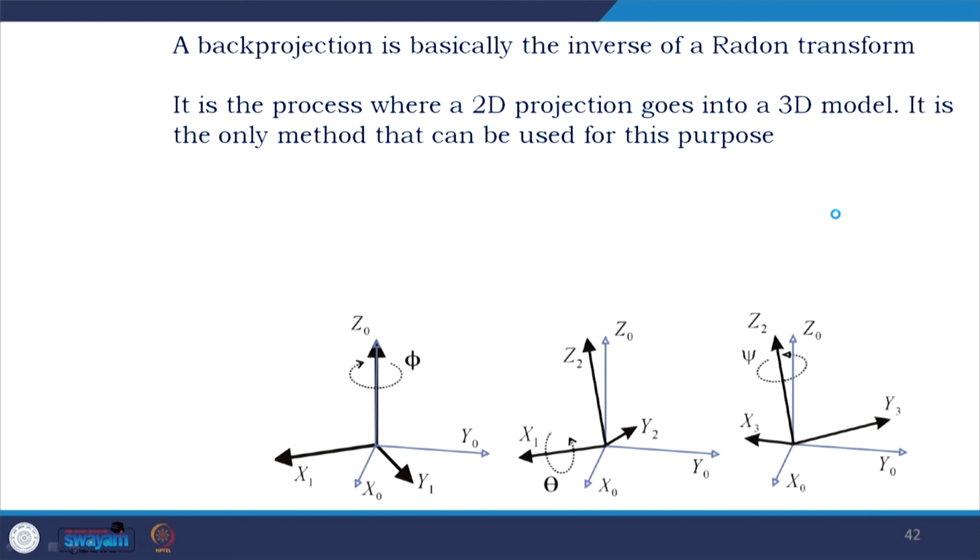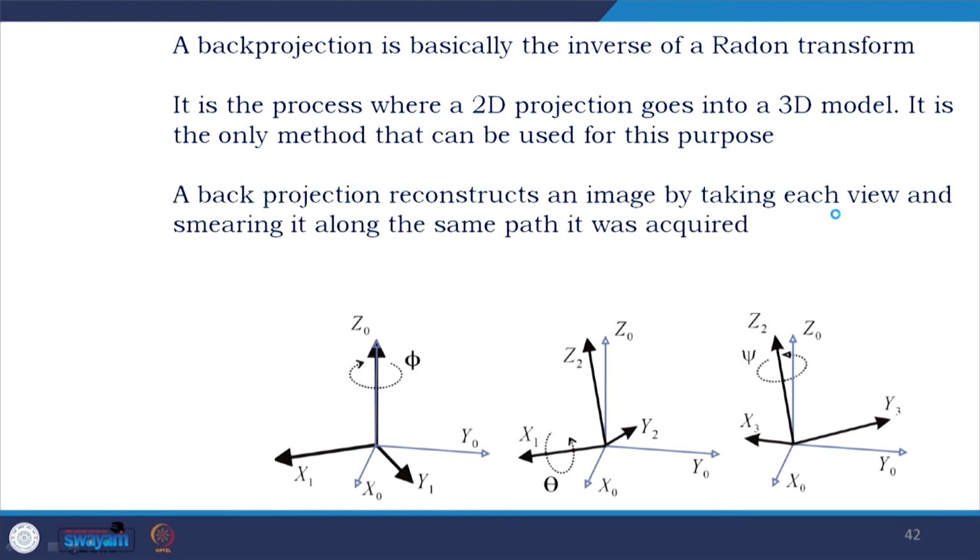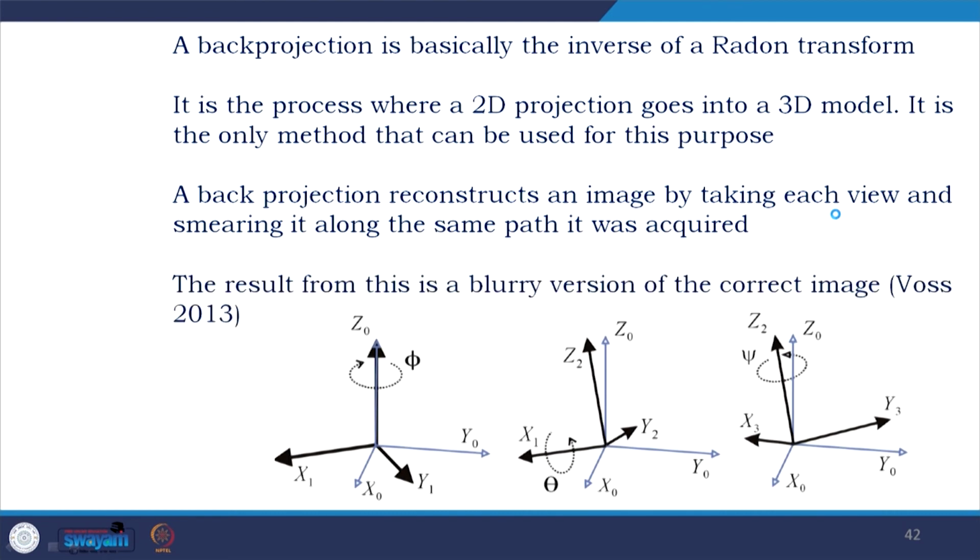So, a back projection, we have to know about back projection. The back projection is basically the inverse of the Radon transformation we talked about. It is the process where a 2D projection goes into a 3D model. It is the only method that can be used for this purpose. A back projection reconstructs an image by taking each view and smearing it along the same path it was acquired. So, you could see how the rotations happen in the Euler angle. The result from this is a blurry version of the correct image.